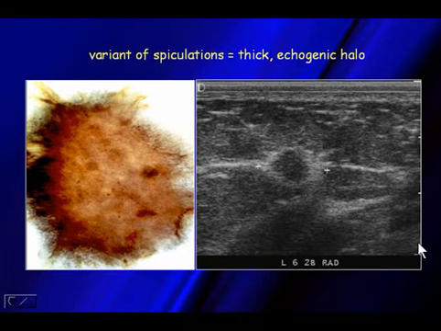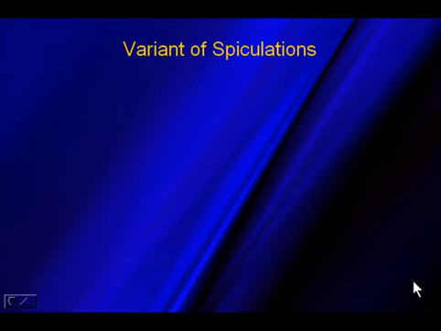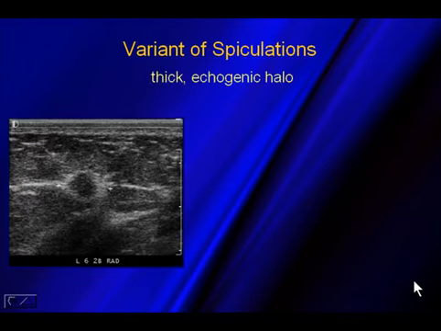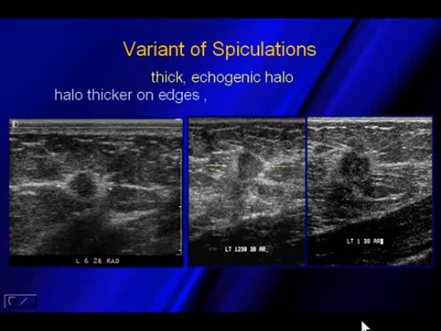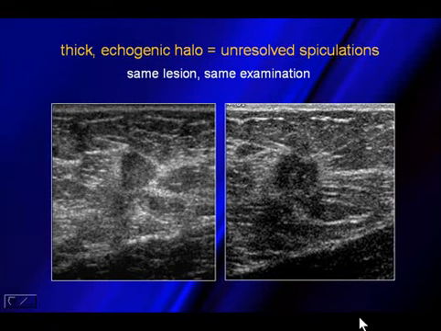A variation of spiculations are what we refer to as the thick echogenic halo that you can see surrounding this lesion. Now, one thing that we'll notice is the thick echogenic halo a lot of times will appear to be thicker on the edges than it is on the anterior and posterior surface.